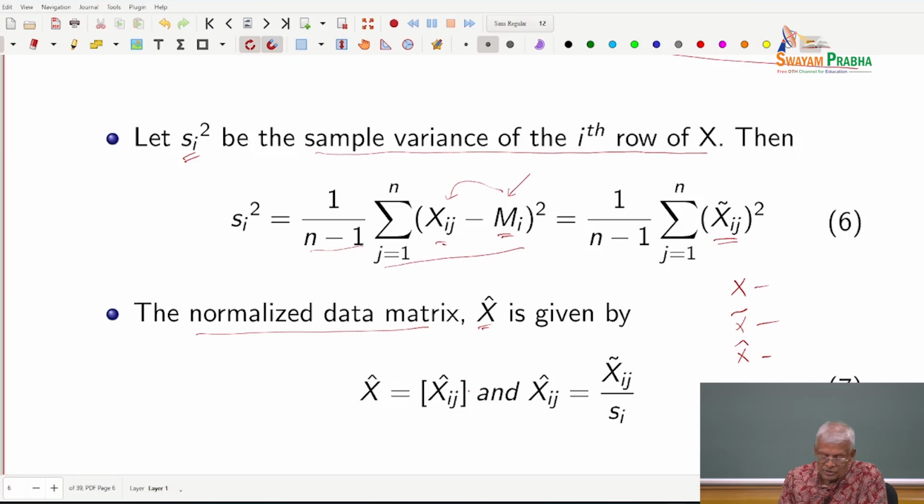And how does the normalization come in? Xij hat is essentially equal to Xij tilde divided by Si. This is very similar to what we have done. We said Z is equal to Y minus mu divided by sigma. I subtract the mean and divide by the standard deviation. The mu is not known, sigma is not known. I am trying to represent the mu and sigma by their sample counterpart, the sample estimate.